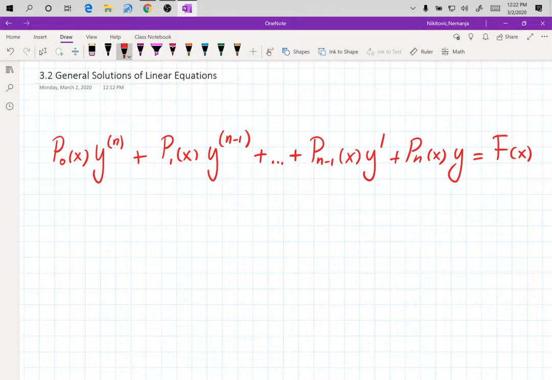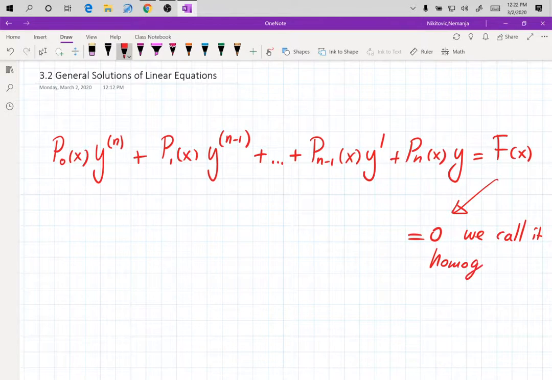And again, this over here, when it equals 0, we call it homogeneous. There we go. Now, solutions.